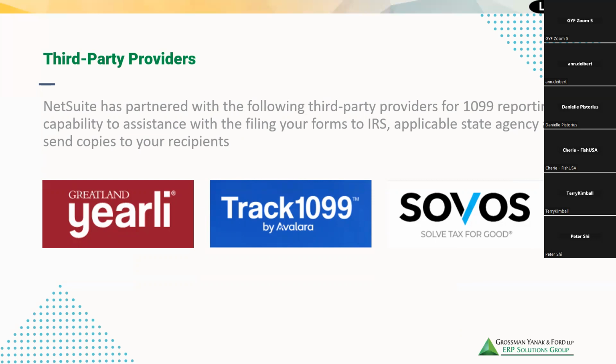Then you will export them and upload your filings to the third-party provider that you're working with. They will really do the management for you of helping you file your forms, assist with applicable state agencies, and also send copies to your recipients. So that's why making sure you have the correct information set up on the vendor record matters, as it will be pulled into your report that you will then import and upload to the third-party provider. The three that NetSuite has recommended are Yearly, Track 1099, and Sovos.